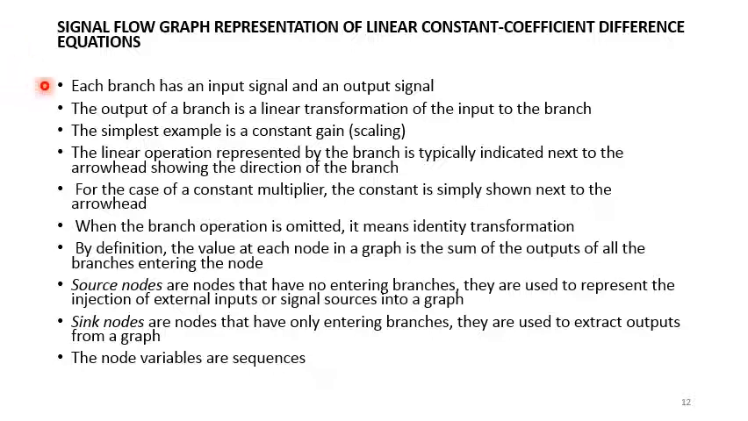By definition, the value at each node in a graph is the sum of the outputs of all the branches entering the node. Source nodes are the nodes that have no entering branches. They are used to represent the injection of the external inputs or the signal sources into the graph. Sink nodes are the nodes that have only entering branches and they don't have any output branches. They are used to extract outputs from the graph. The node variables are sequences.